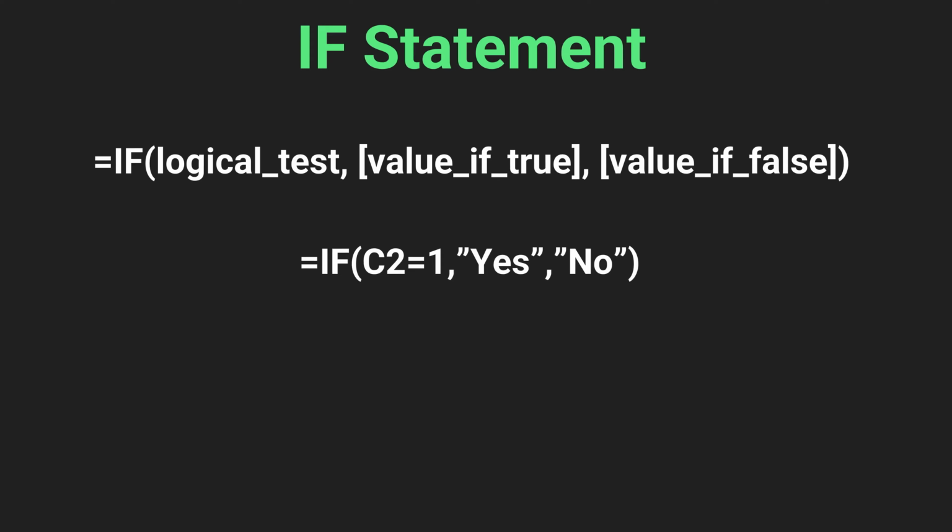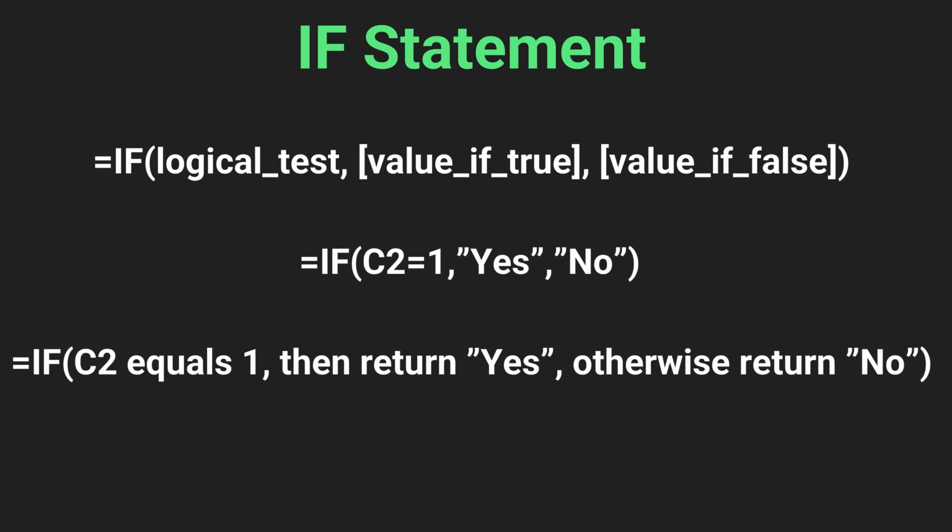To quickly illustrate this concept, let's look at a screen example, and then we'll hop into Excel and look at a live example. The syntax for this example would be IF C2 equals 1, comma, yes, comma, no. How we would actually think about this would be more like the following: if C2 equals 1, then return a yes, otherwise return no. Let's look at a live example in Excel.